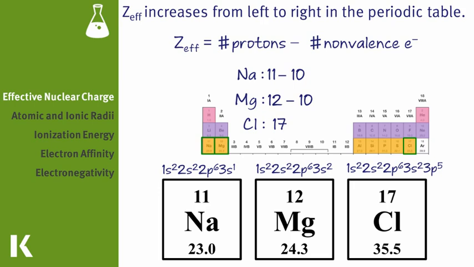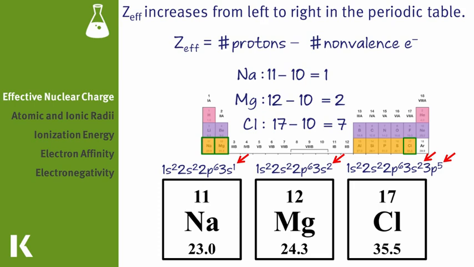Sodium, magnesium, and chlorine have the same number of non-valence electrons, 10, which we can substitute into the equation for the effective nuclear charge. For sodium, the effective nuclear charge is 1. For magnesium, it is 2, and for chlorine, it's 7. You can find this value easily by looking at the electron configuration and counting up how many electrons are in the valence shell.